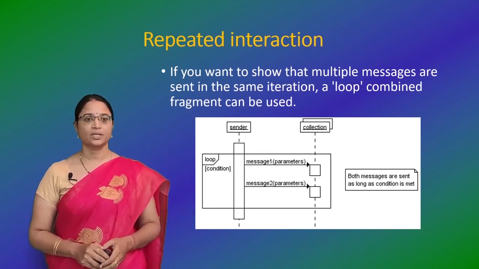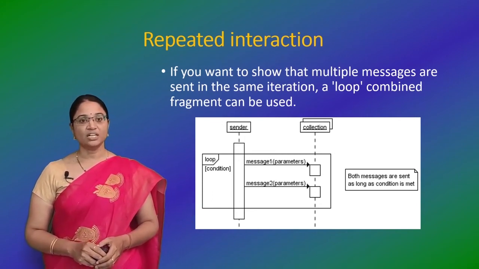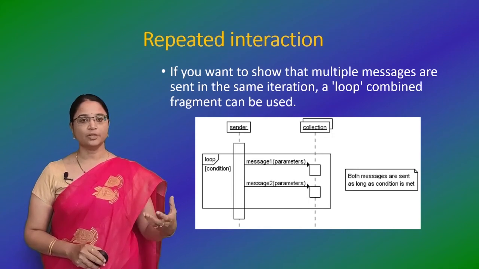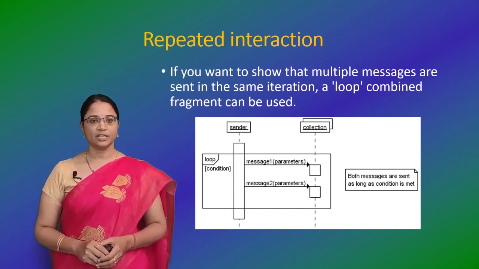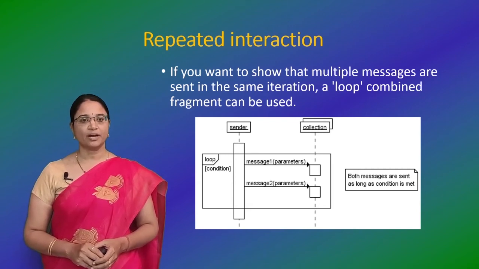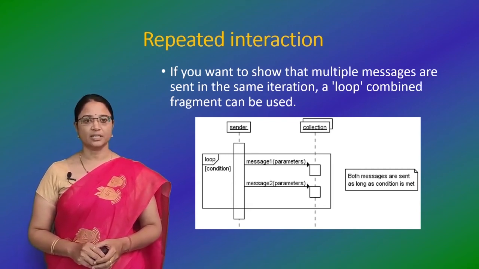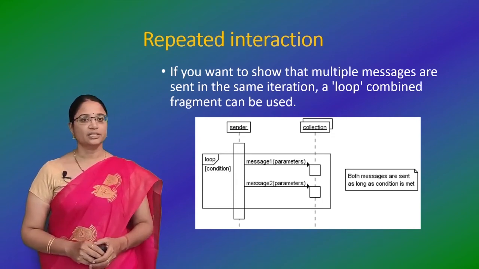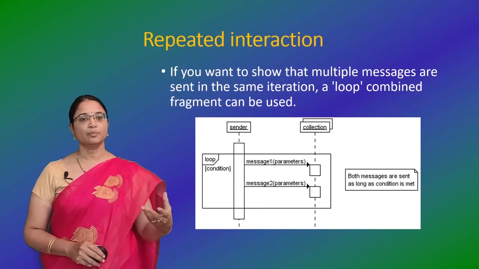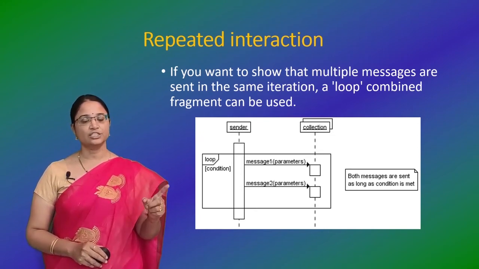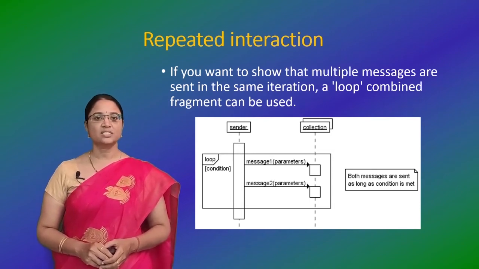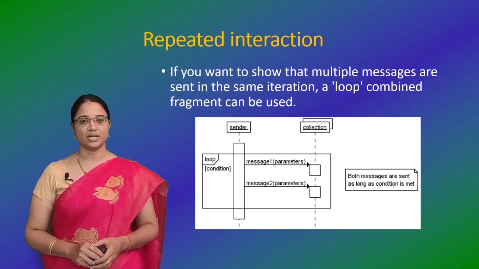Here also the same. And if you want to show that multiple messages are sent in the same interaction, it means you can send multiple messages to multiple users also. A loop combined fragment can be used. The operator of the combined fragment is loop, and the guard statement is the condition to control the repetition. See the figure here, a sender and a collection. Collection means multiple objects. So based on a single condition, you can send multiple messages to the other instances. Both messages are sent as long as the condition is met. This is regarding the iterations.